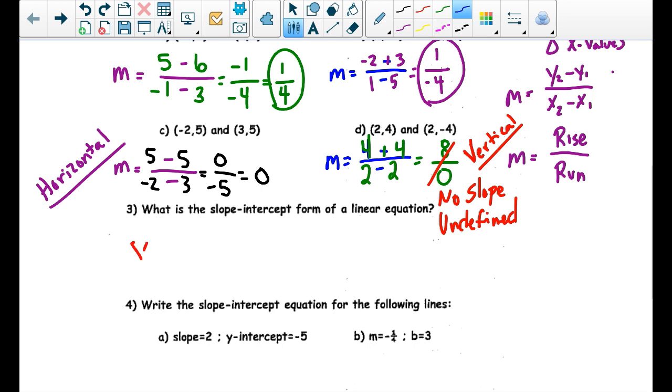So y equals what? mx plus b. See, I knew you guys knew this. y equals mx plus b. So, a couple things to take a look at. m is what? Slope. Okay, so m is our slope. And what kind of form is this? Slope-intercept. So b is going to be the intercept.